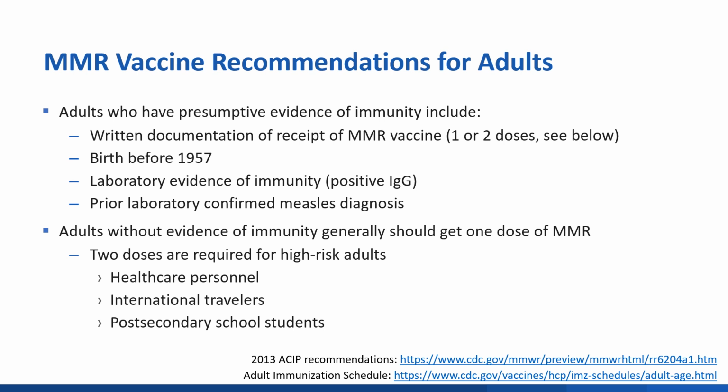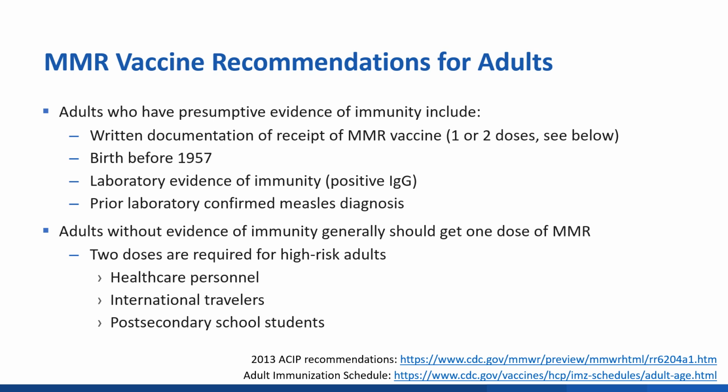MMR vaccine recommendations for adults take prior immune status into consideration, as adults may have been vaccinated or infected with measles previously. Adults are considered to have presumptive evidence of immunity if they have written documentation of receipt of MMR vaccine or any other measles-containing vaccine. And that can be 1 or 2 doses depending on the situation, and we'll talk about that. They can also have presumptive evidence of immunity if they were born before 1957, if they have laboratory evidence of immunity, that is a positive IgG on a blood test, or if they have prior laboratory confirmed measles.